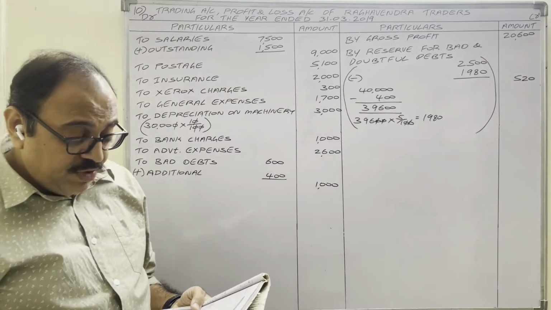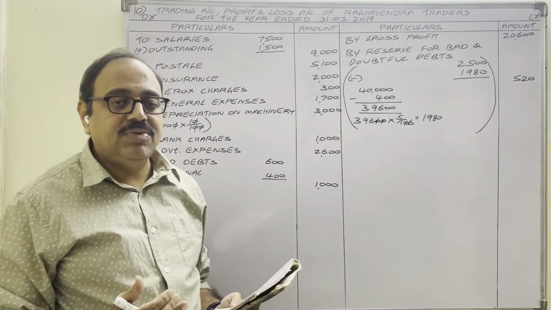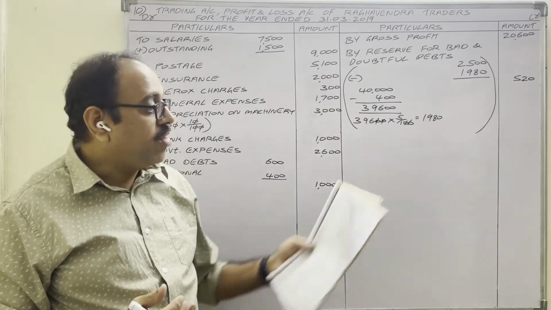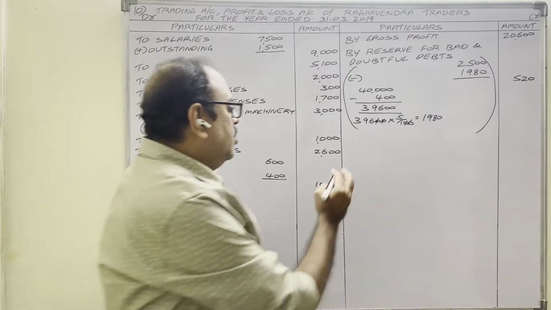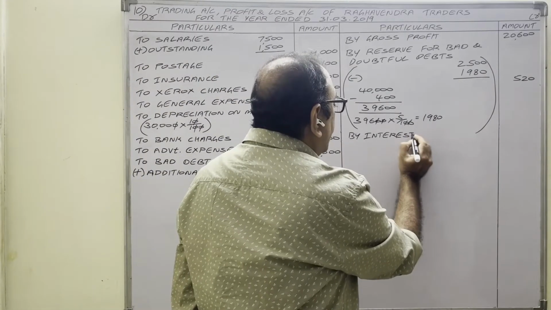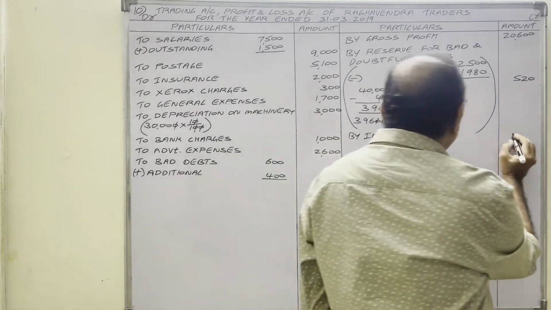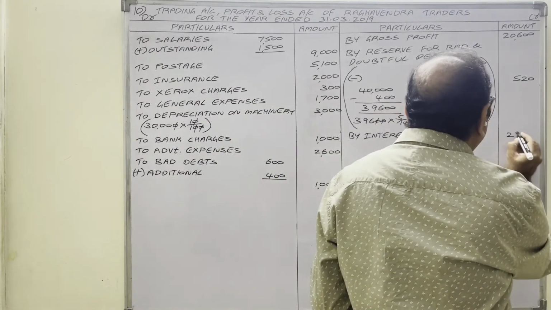Sales, interest. Credit side interest is given, means interest received. Indirect income. Profit and loss account credit side: By interest received. No need to write the received word because in trial balance the received word is not there. Interest is enough. 2,800 rupees.